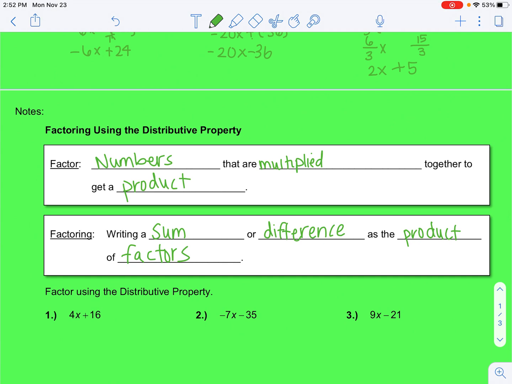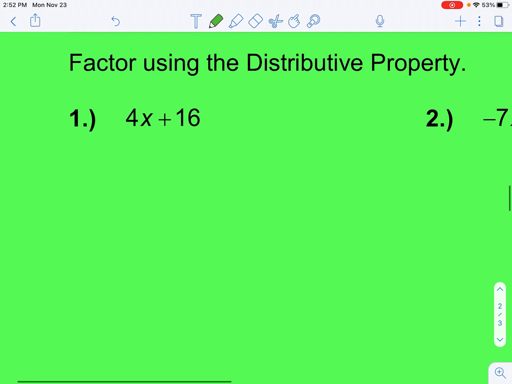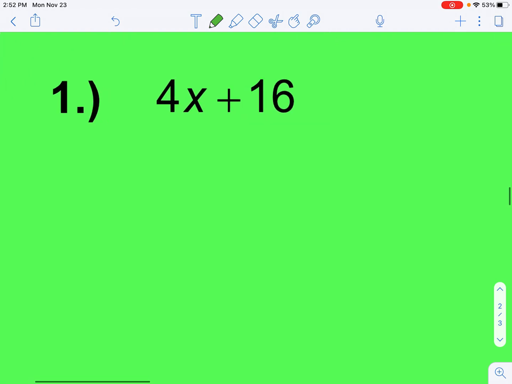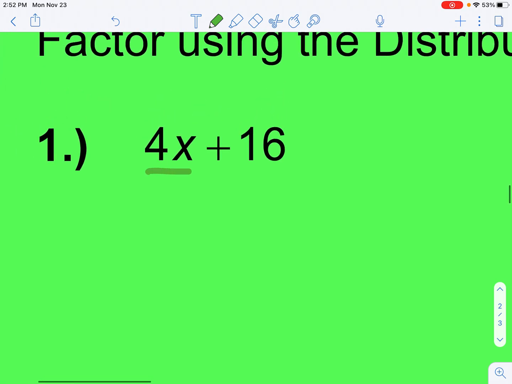So here's what factoring is. We need to factor this problem using the distributive property. So to do that, we want to think, what number can I pull out of both 4x and 16? And an easy one that I like to start with is this number right in front. Let's try pulling a 4 out. Can I pull a 4 out of 16? I can. So here's how I would write this.